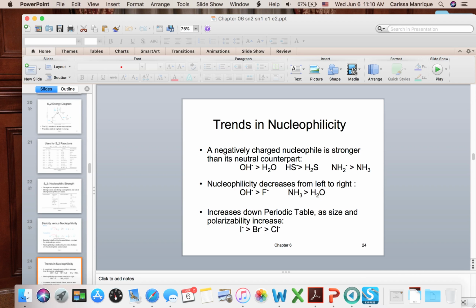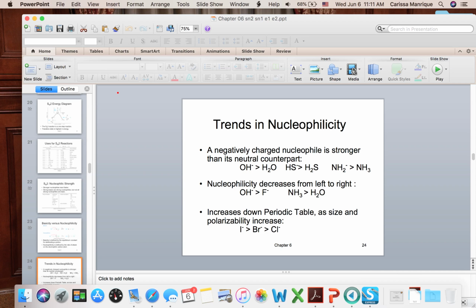Here are trends in nucleophilicity. A negatively charged nucleophile is stronger than its neutral counterpart. So like hydroxide versus water, sulfide versus hydrogen sulfide. Anyway, so the negative is stronger because it's more reactive. It has a negative charge and it wants to neutralize itself, versus if it's already neutral.